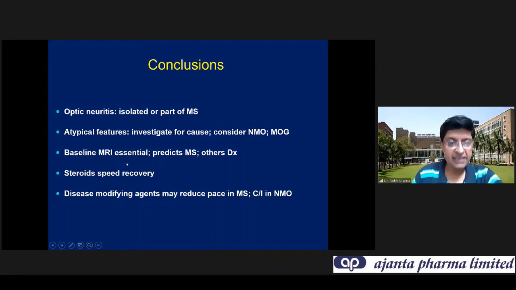Baseline MRI is essential. It helps to predict MS and helps us to diagnose or suspect other causes. Steroids in the form of IV methylprednisolone help to speed recovery. However, that is not the end of the treatment. You need to discuss and manage in association with a neurologist or a physician so that you are able to give long-term treatment. Disease-modifying agents may reduce the pace of development of multiple sclerosis. They are contraindicated in NMO, which requires aggressive and long-term management to prevent severe visual loss in these patients.